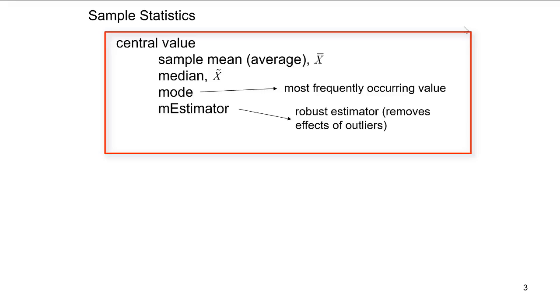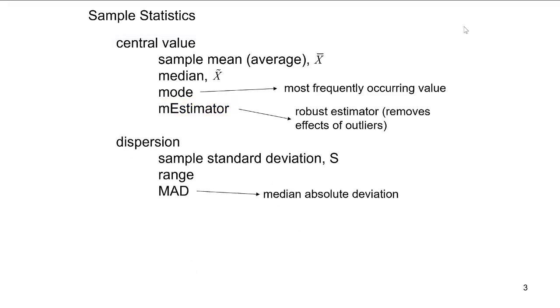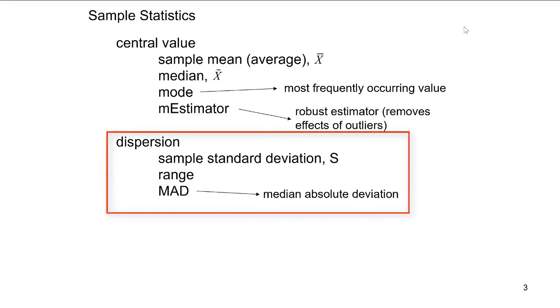There's also some other things that we're not going to talk about too much in this class. M estimator. This is a robust estimator and it removes the effects of outliers. You're also interested in looking at the dispersion or the variability in your sample. The most common of these by far is the sample standard deviation. We denote that by S, and you guys have seen that.